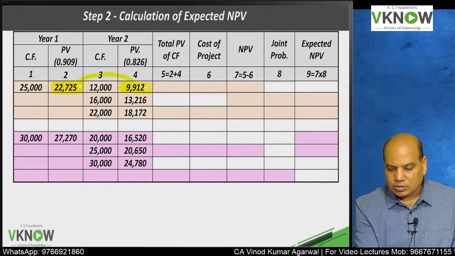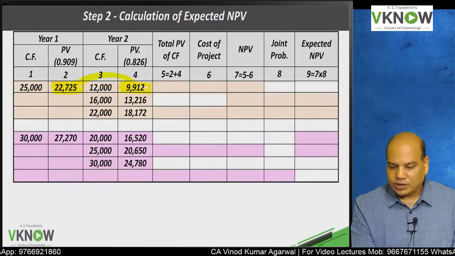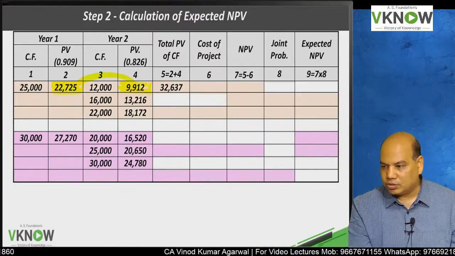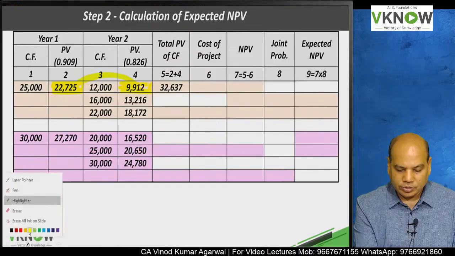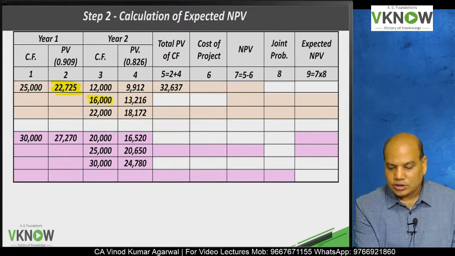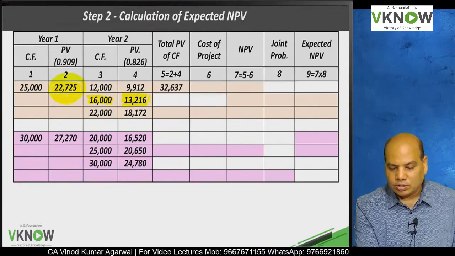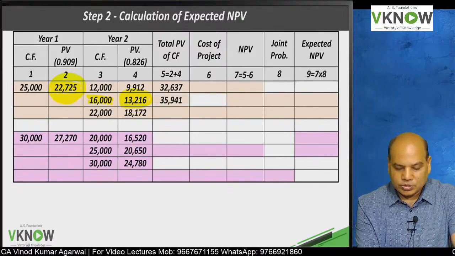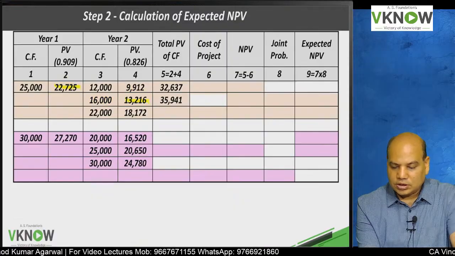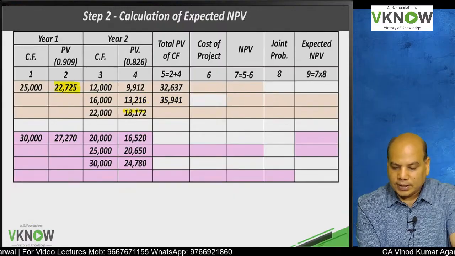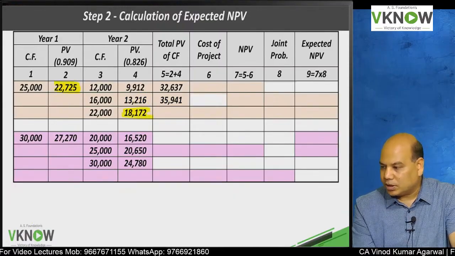So if this combination happens, my present value will be total of 22,725 and 9912, 32,637. But it is possible in year 1 you get 25,000 and in year 2 you get 16, so present value will be 13216. Please add 22,725 plus 13216. This combination suppose takes place, this and this, 35941. Now the third combination is 22725 plus 18172. Please reply.